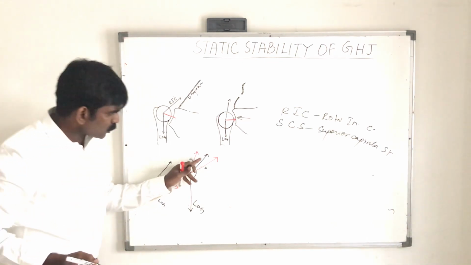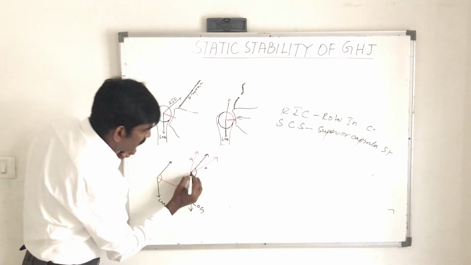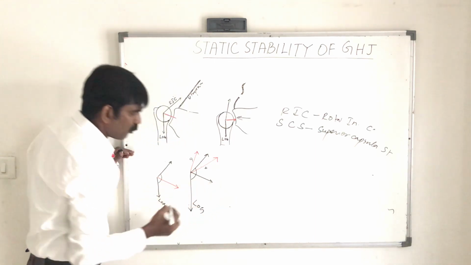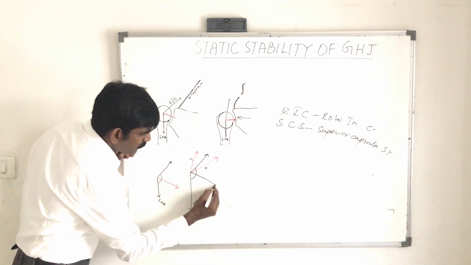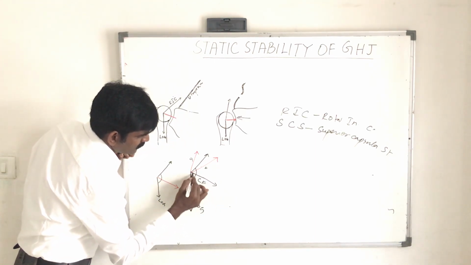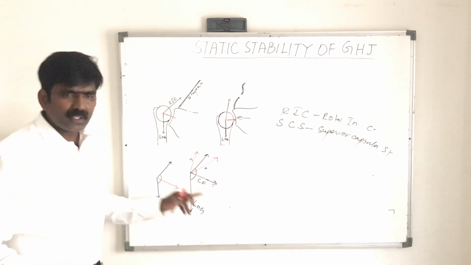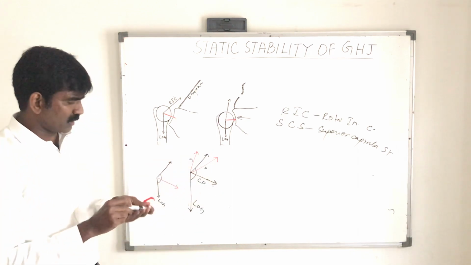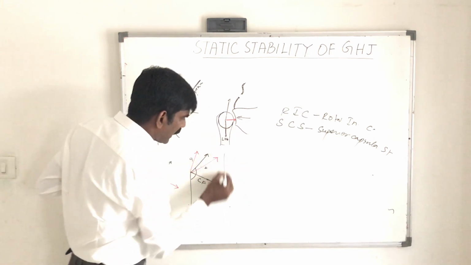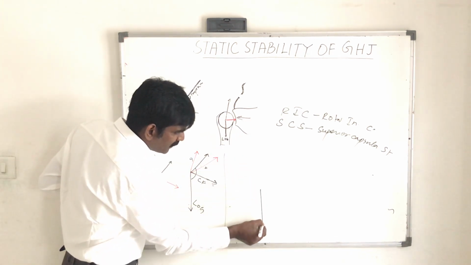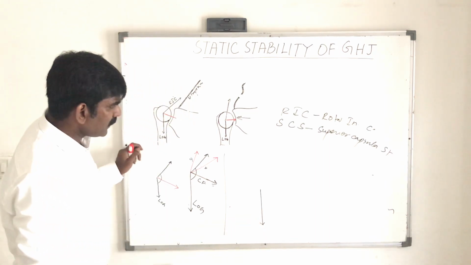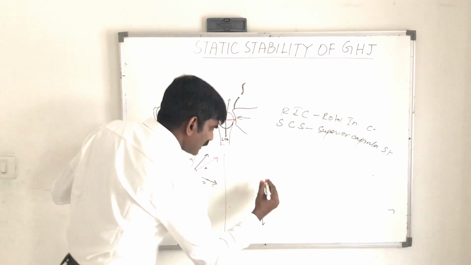Clear? So what happened? These two forces will create a third force, which is called compression force. And this compression force is towards the glenoid cavity. This is in optimal posture. Now coming to the second diagram, this is the line of gravity and force A is still present.